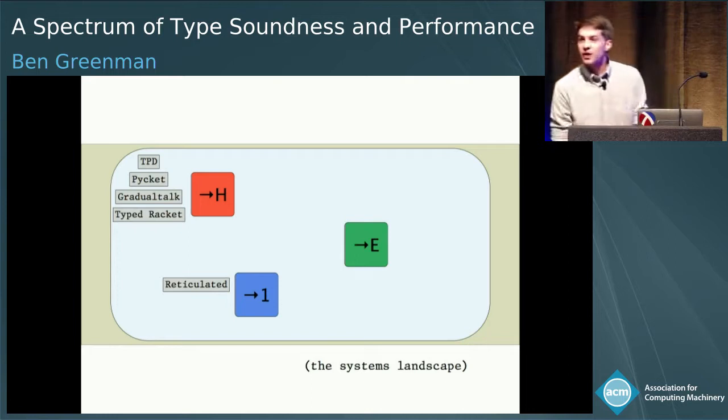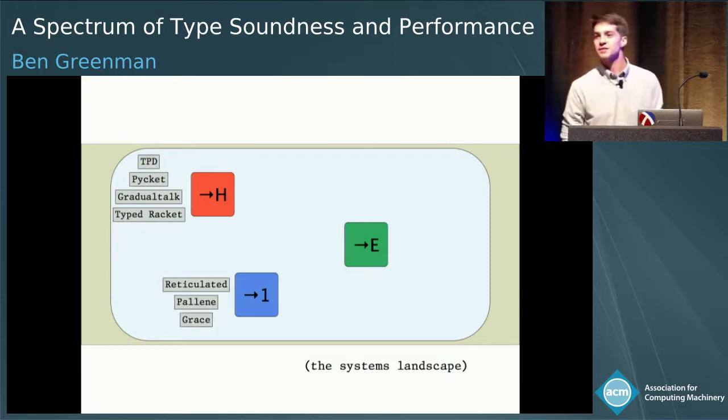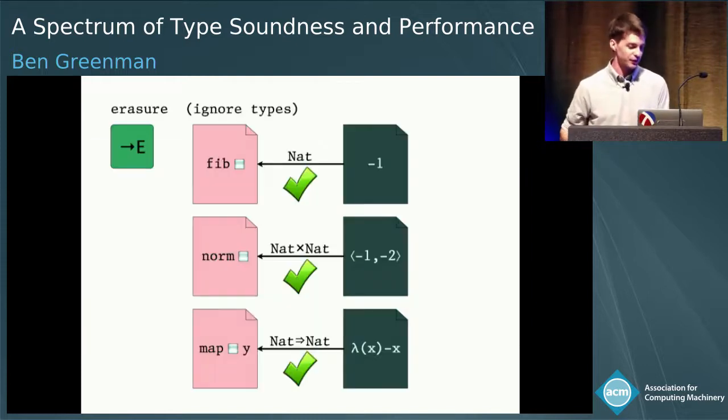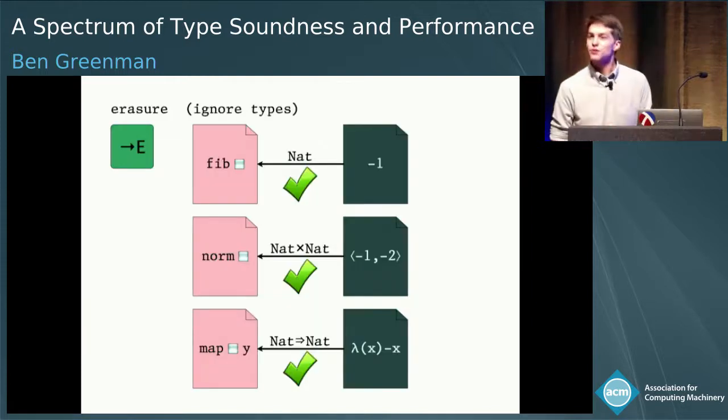The approach I've described was pioneered in Reticulated Python. And I know of two other systems that are following a similar approach, Pyret and Grace. Next up, E for erasure. The erasure approach ignores all types when you run the program. So no matter what value tries to cross in from untyped, the types don't add any restrictions, and the value is free to go.